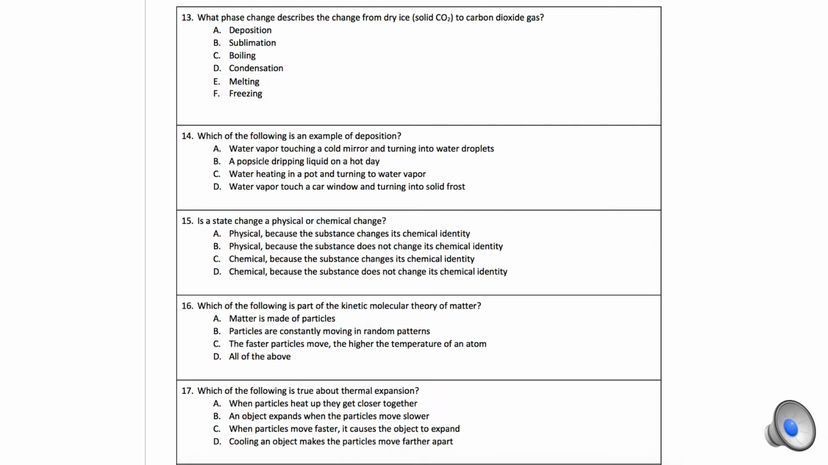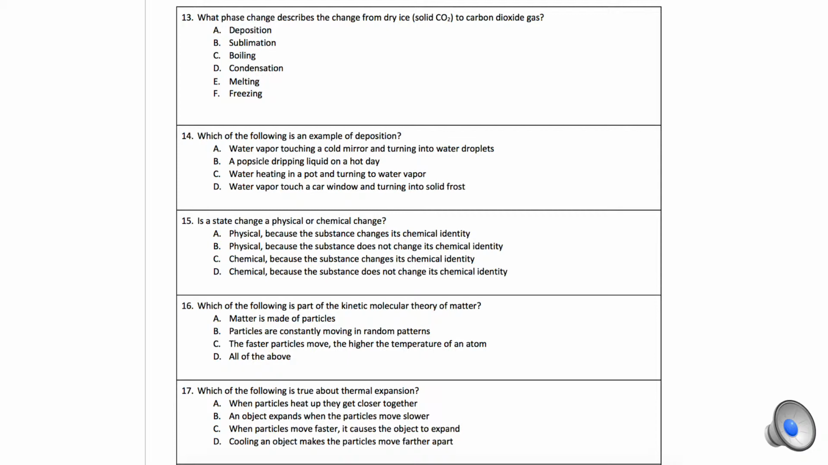Number 13. What phase change describes the change from solid, dry ice to carbon dioxide gas? A, deposition, B, sublimation, C, boiling, D, condensation, E, melting, F, freezing.